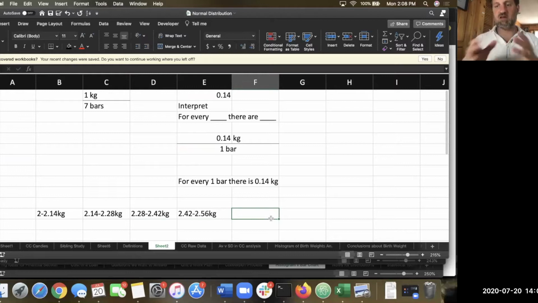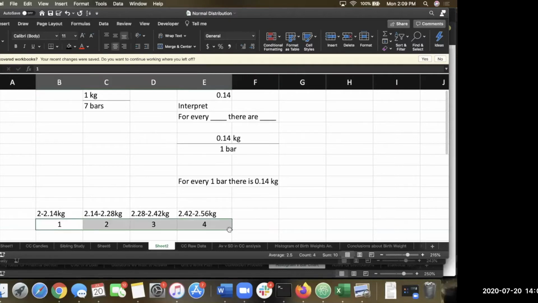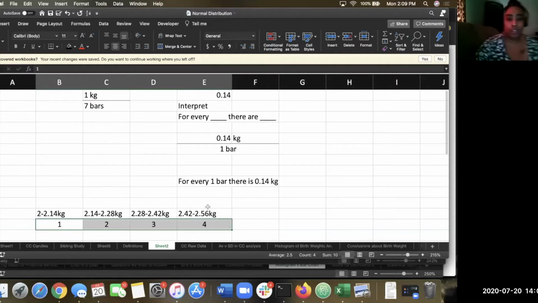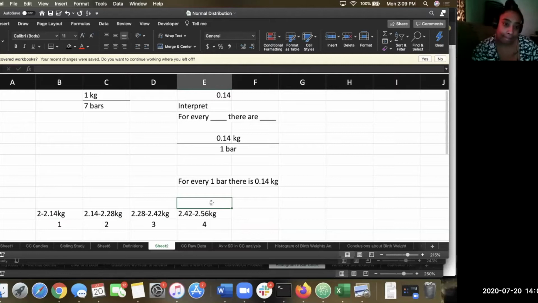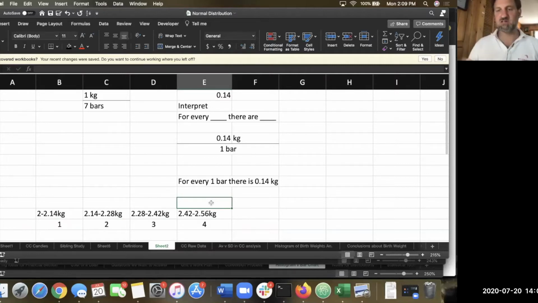Okay, so if there's a baby and it weighs 2.5 kilograms, where do I put it? In box 1, 2, 3, or 4? It weighs how much? 2.5 kilograms. Is it box one? And box 2.5 is going to go here, because it's between 2.42 and 2.56. Oh, okay. What if it's 2.2 kilograms?